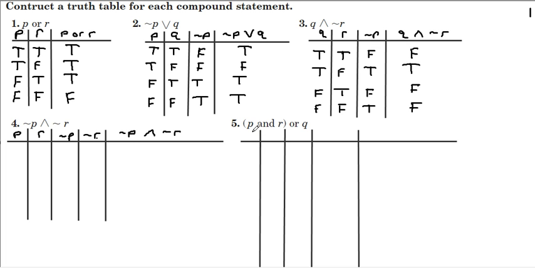Alright, similar for number 5. This one's going to take a little longer though. We have P, we have Q, we have R. We have to have a column for P and R. And then we top it all off with the P and R column, and then or Q. And there you go.